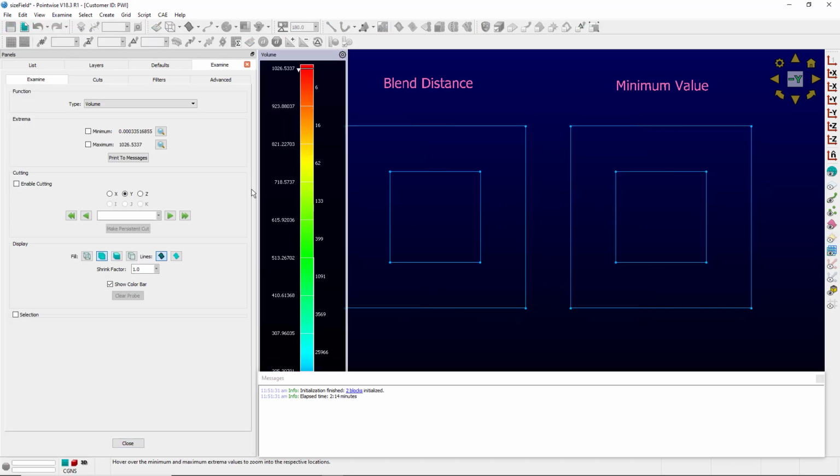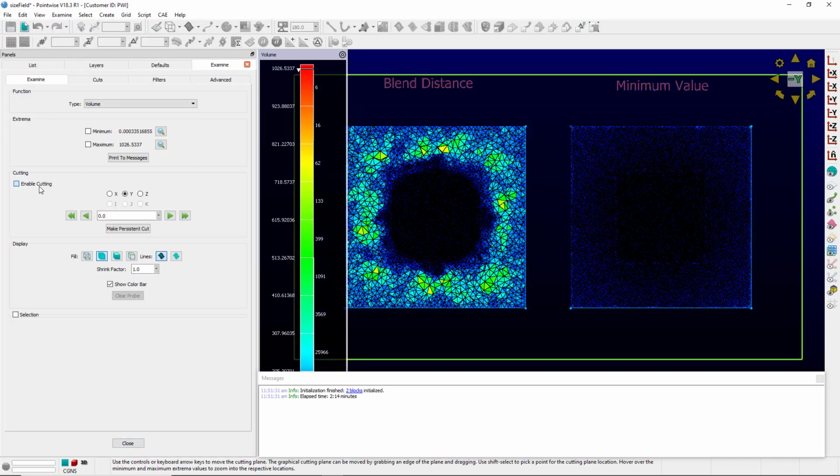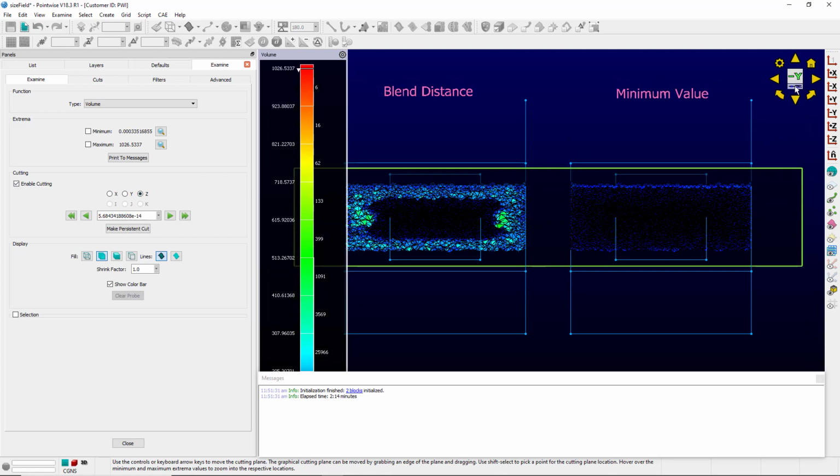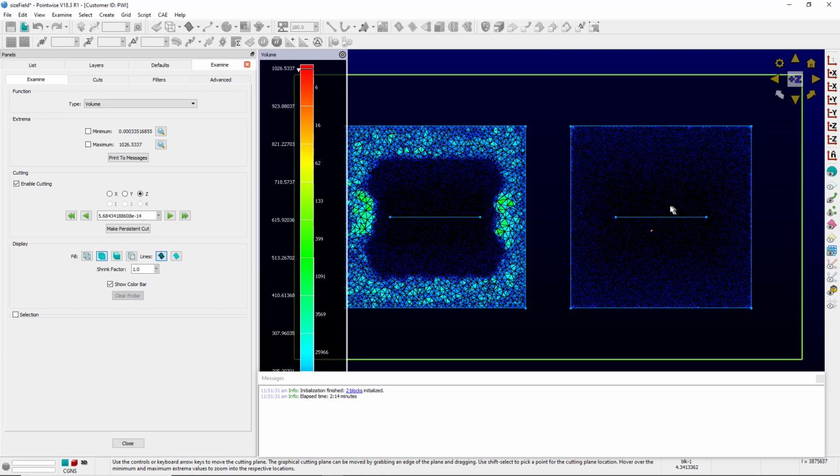Once again, I'm going to turn off the sources to make this a little bit easier to see. If I enable cutting, you can see minimum value is a much denser grid. And if I change to a Z cut and look at it through there, again, a much more fine and denser grid. But we'd expect that when you have 3 times the cells.